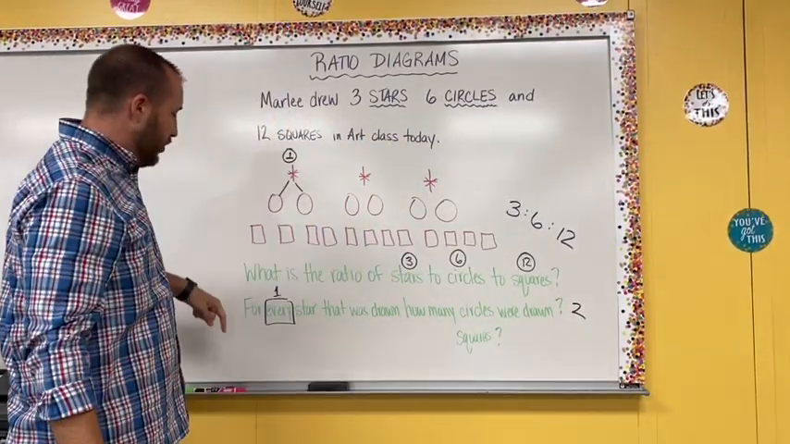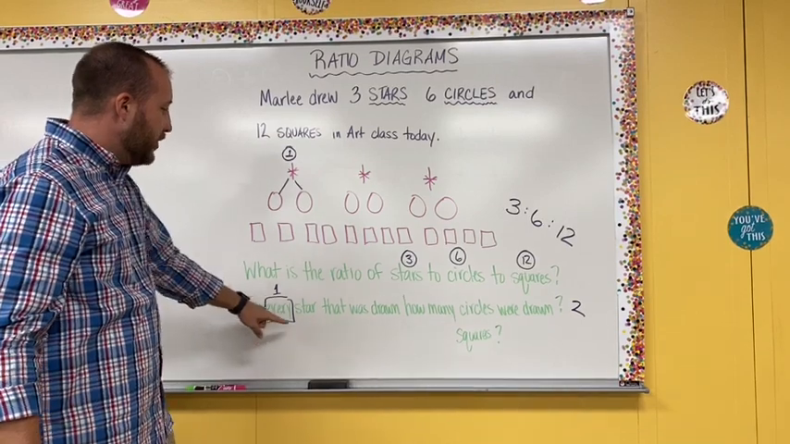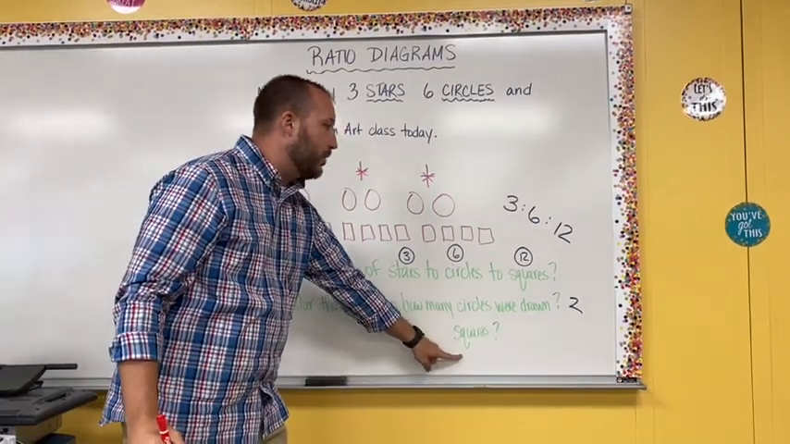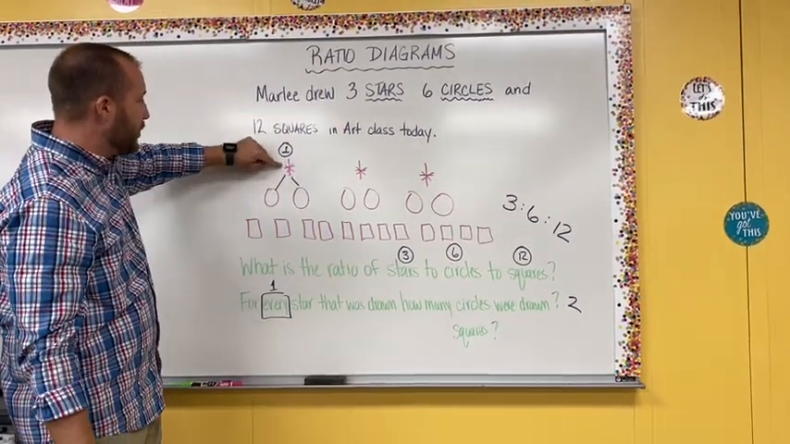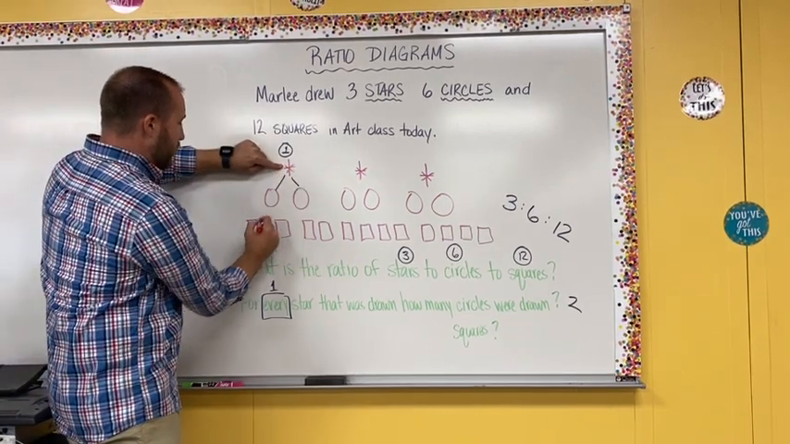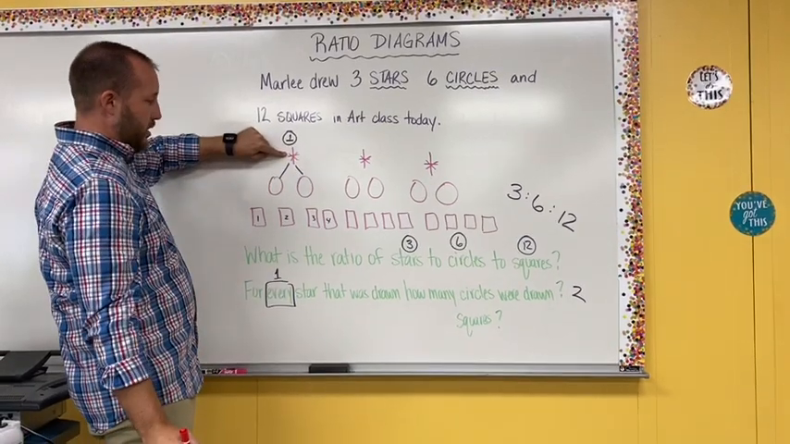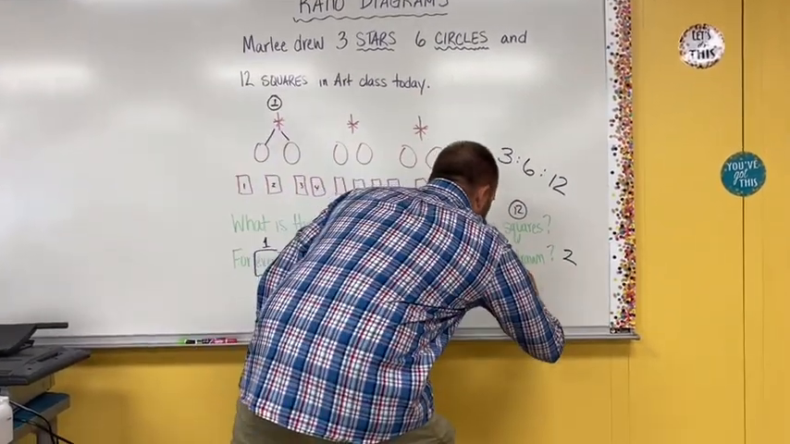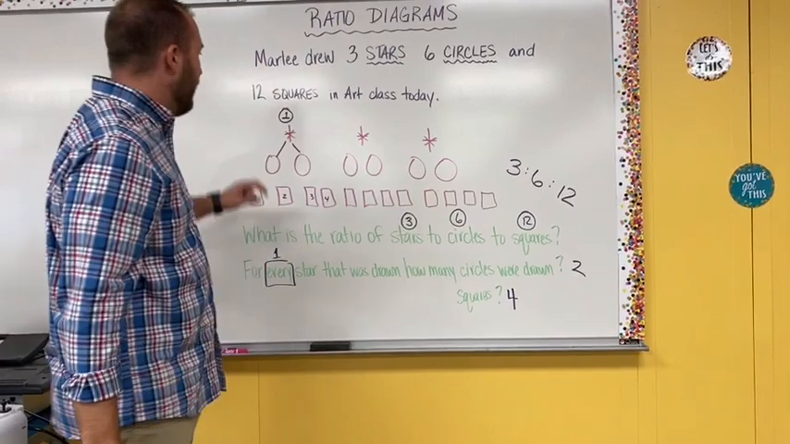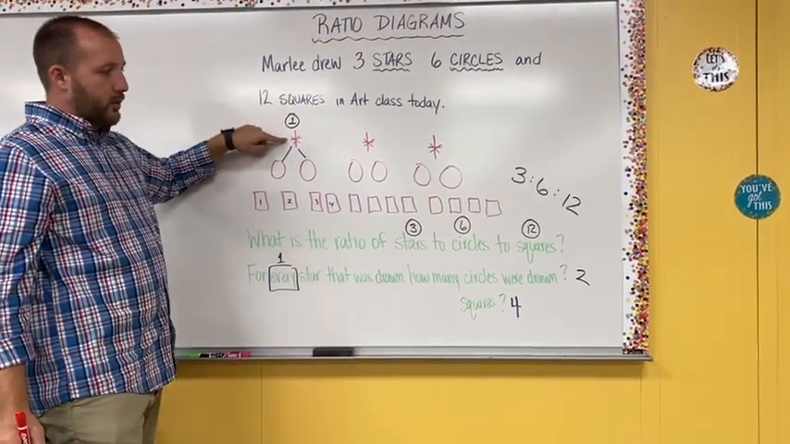Okay? So let's use the same question. For every star that was drawn, how many squares were drawn? So we've got our 1 star, and then underneath this 1 star, there's 1, 2, 3, 4 squares. So there's 4 squares for every 1 star that was drawn.